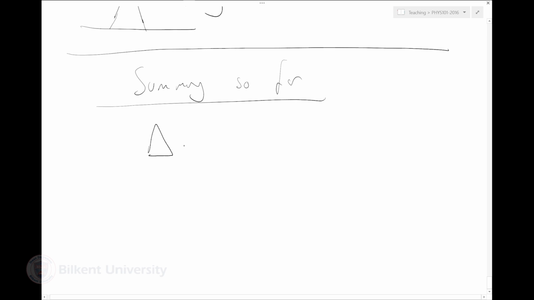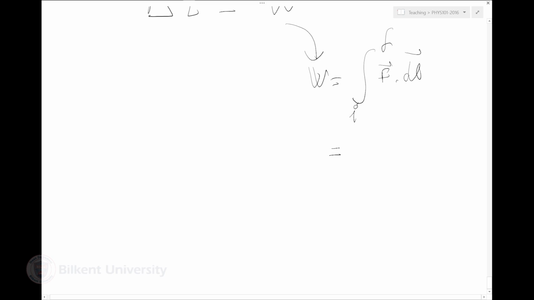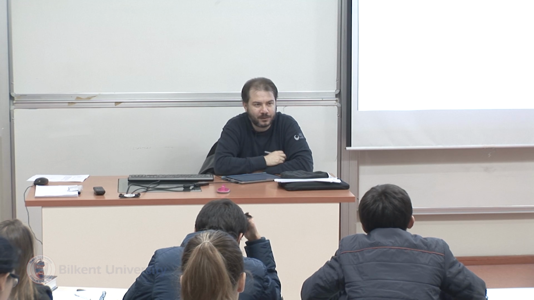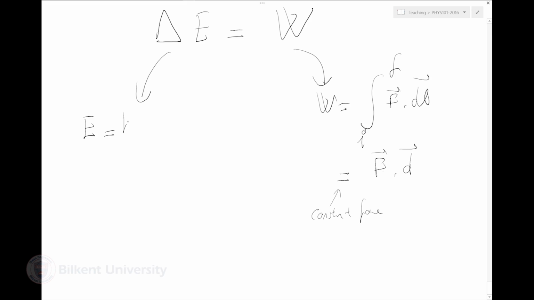We said the change in energy is work done on an object. We defined the work done in the most general case as the line integral of force from the initial point to the final point on any given path. But if I had a constant force, it just reduced to F dot the displacement vector. On the other side of that equation, we said energy has two components: kinetic energy plus potential energy. Kinetic energy has only one definition, 1/2 mv squared.